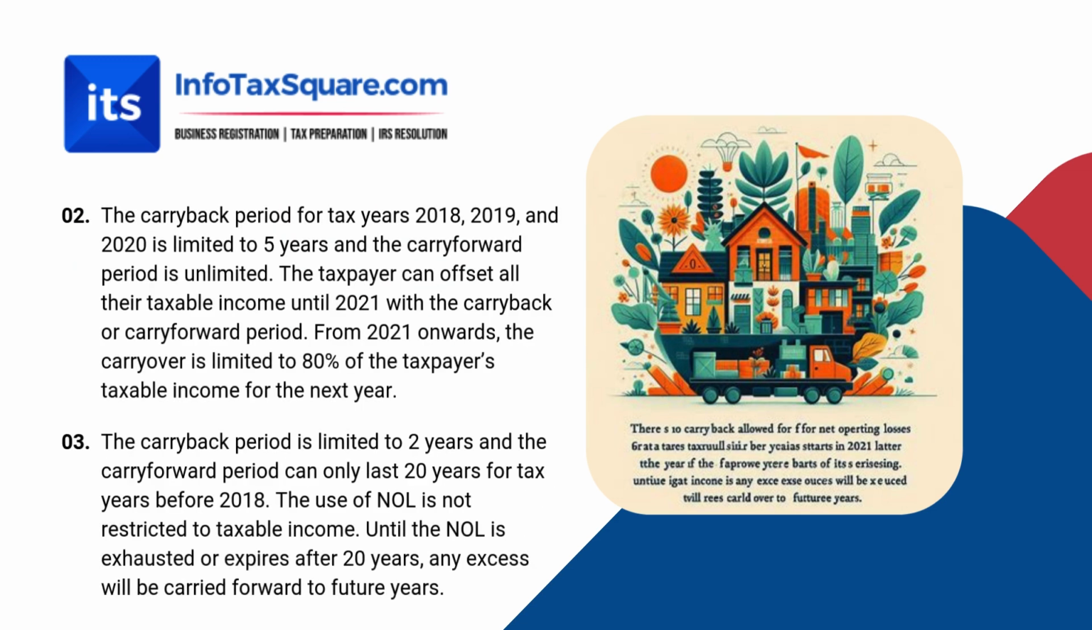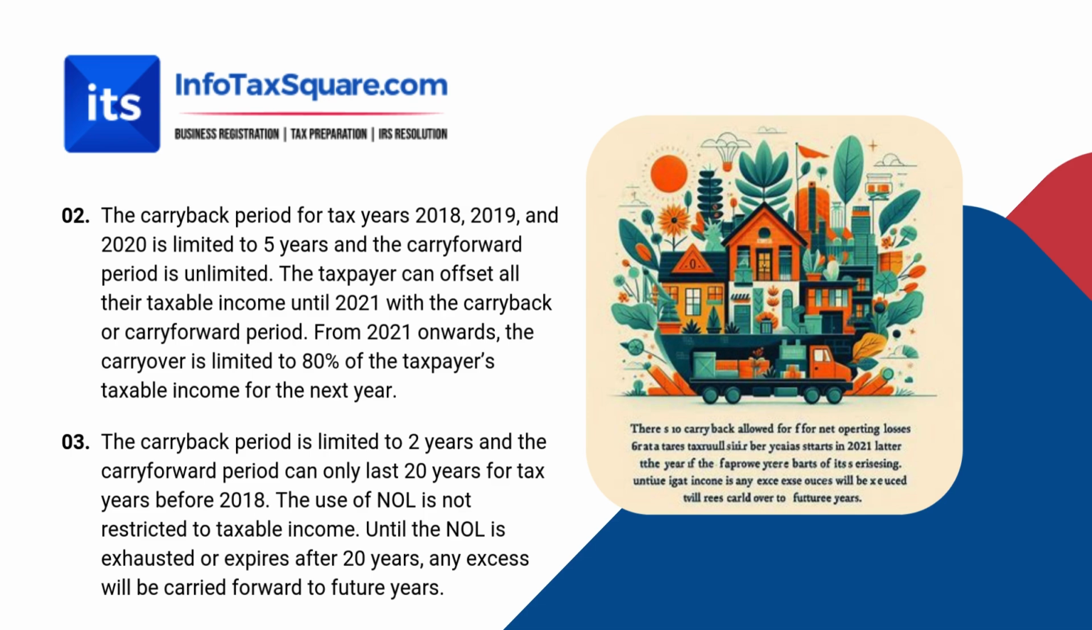Number two, the carryback period for tax years 2018, 19, and 20 is limited to 5 years, and the carry forward period is unlimited until it is exhausted. The taxpayer can offset all their taxable income until 2021 with the carryback or carry forward period. From 2021 onward, the carryover is limited to 80% of the taxpayer's taxable income for the next year.